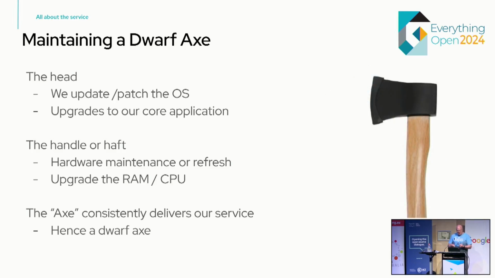So there are critical parts about maintaining the axe. We want to sharpen the head, we want to look after it. We patch the operating system regularly. We perform updates to the core application, but it's still the same axe. Same with the hardware. Over time, in the big mid-range and mainframe systems, we literally swap CPU trays and upgrade the hardware, but it's still up, alive, operating, delivering that business service. So as long as the axe consistently delivers the service, and while we're maintaining it with this level of attention, in my view, it's a dwarf axe.